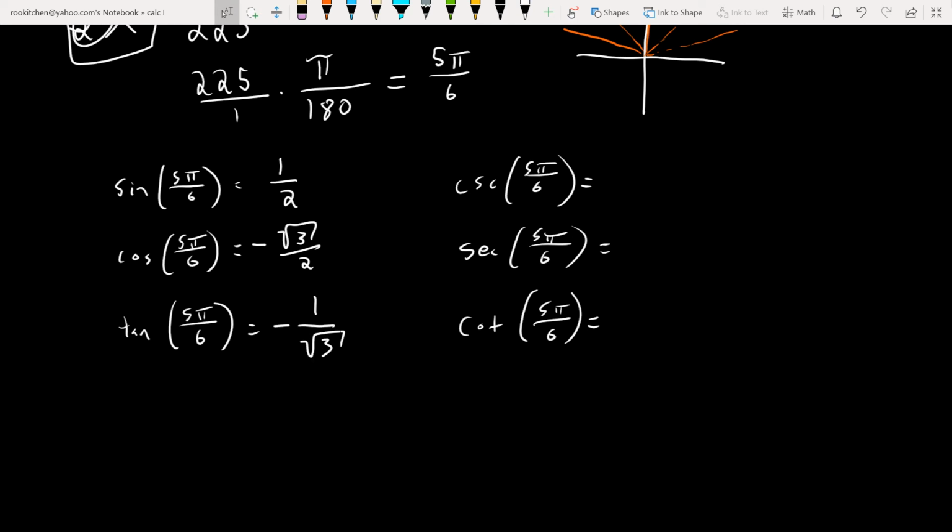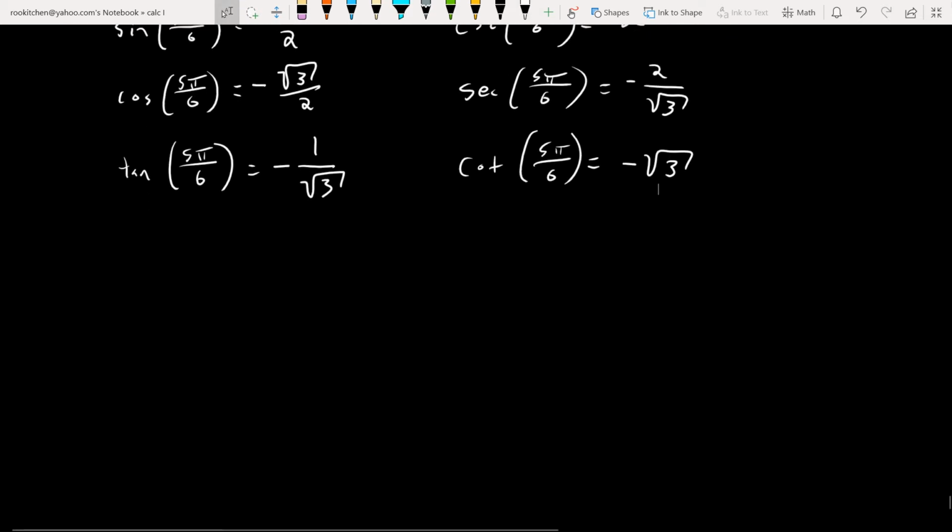Or you can think of it as just 1/2 divided by negative root 3 over 2. A positive divided by a negative is negative. And then to get the other answers, you just take the reciprocals. Okay, and it's just that easy.